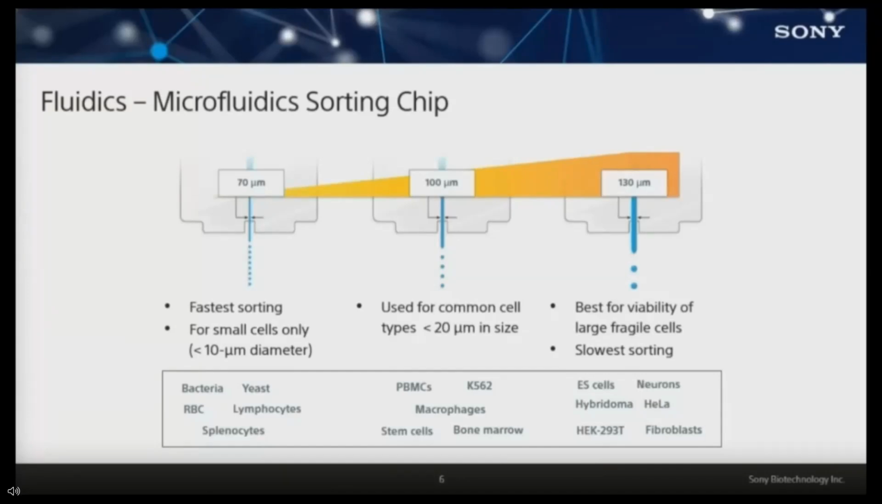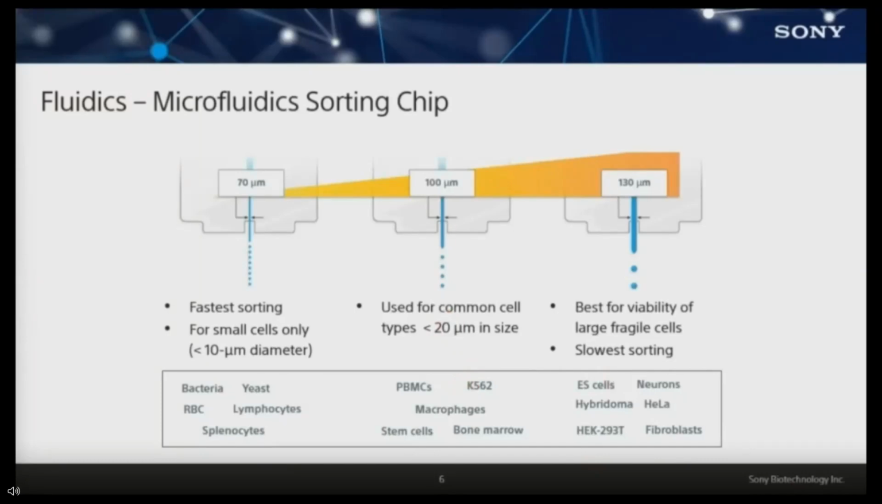Our next size is our 100 micron chip. This is the most common chip size. Again, most cells are slightly smaller than 20 microns in size. PBMCs, K562, macrophages, stem cells, bone marrow are often run on this chip size.